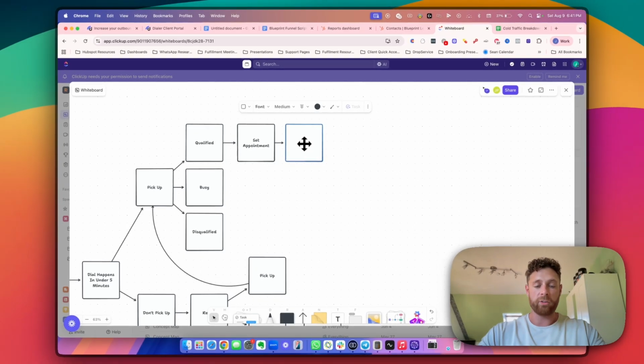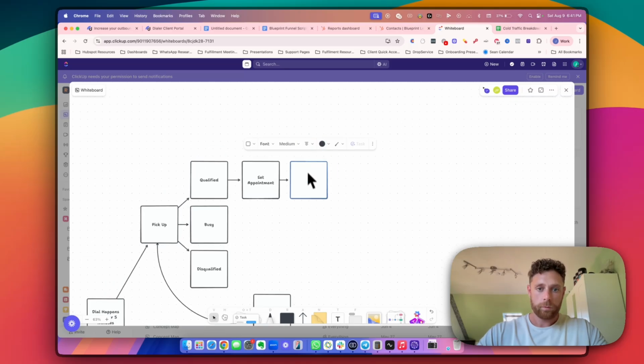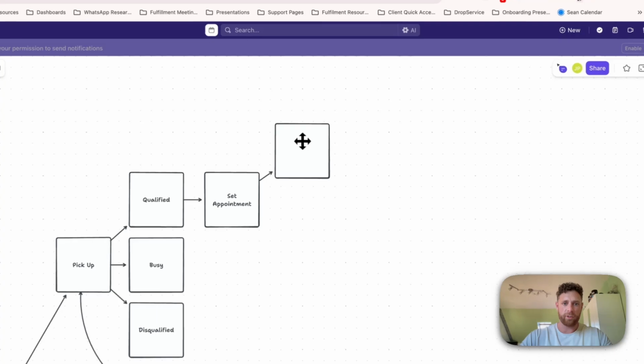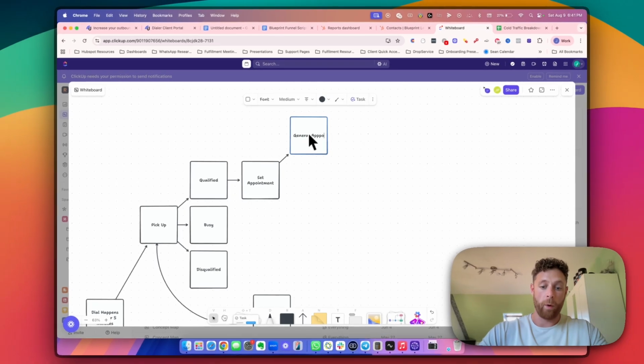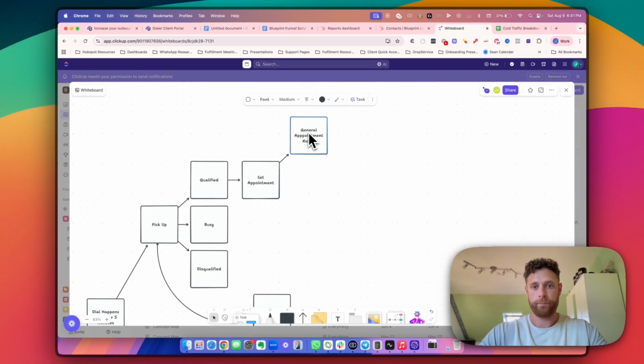to show up? There's a couple of psychological triggers that we have to be aware of. So we obviously need, I'm going to put them all in the same box, I guess. Actually, no, I'm just going to do this, so it's a little bit more visual. So we need our general appointment reminders.